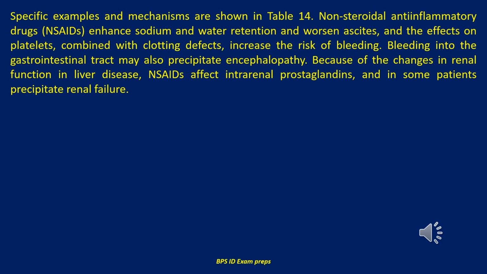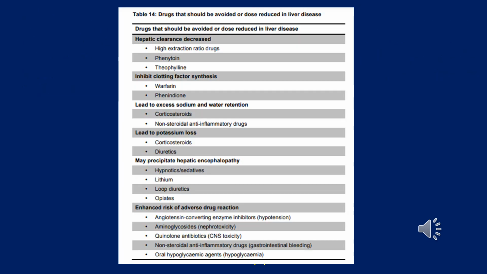Non-steroidal anti-inflammatory drugs (NSAIDs) enhance sodium and water retention and worsen ascites, and the effects on platelets, combined with clotting defects, increase the risk of bleeding. Bleeding into the gastrointestinal tract may also precipitate encephalopathy. Because of the changes in renal function in liver disease, NSAIDs affect intrarenal prostaglandins, and in some patients precipitate renal failure. Pause the video and carefully scrutinize Table 14 summarizing drugs that should be avoided or dose reduced in liver disease before advancing to the next slide.